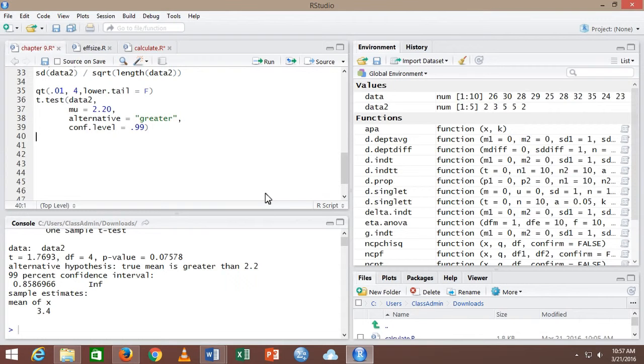So is that going to be significant? Not even close, right? So our cutoff score is 3.75. Our found score is 1.77. It's not significant. And then our p-value here is 0.08. We need it to be less than 0.01. We're not doing so good. So we're going to fail to reject.